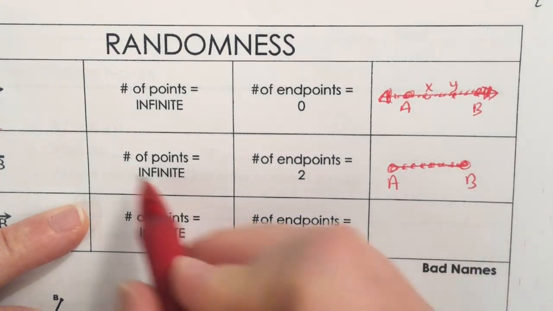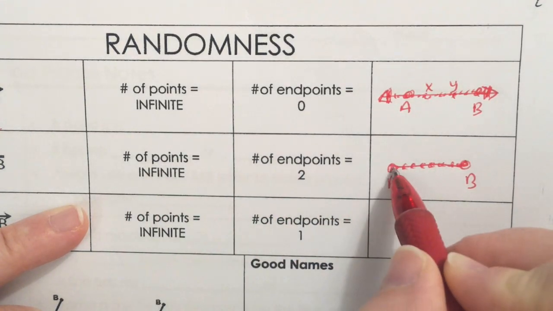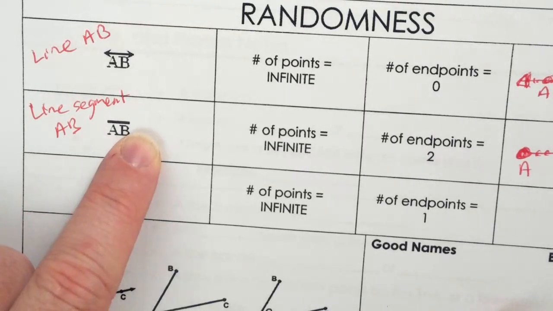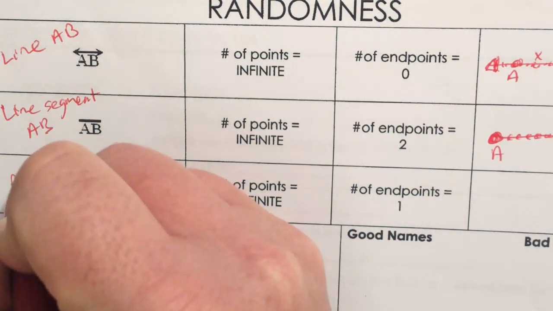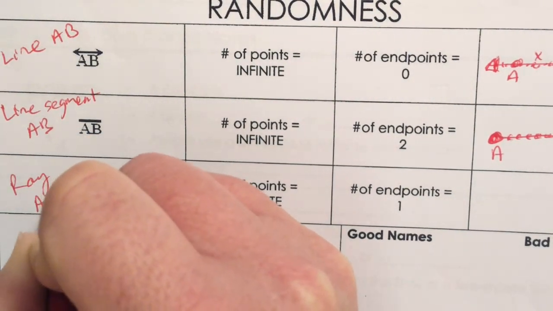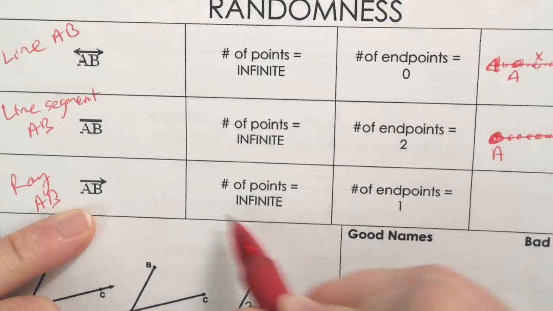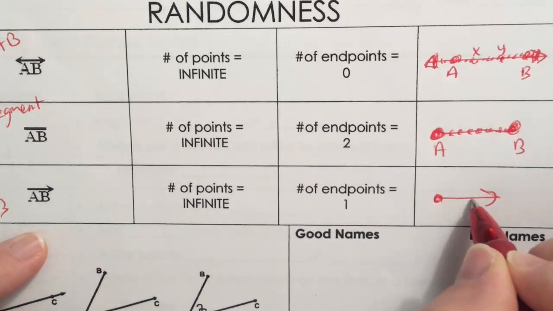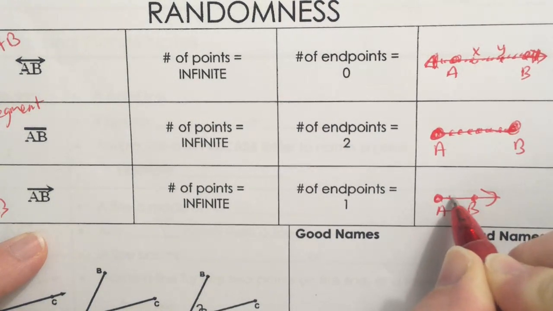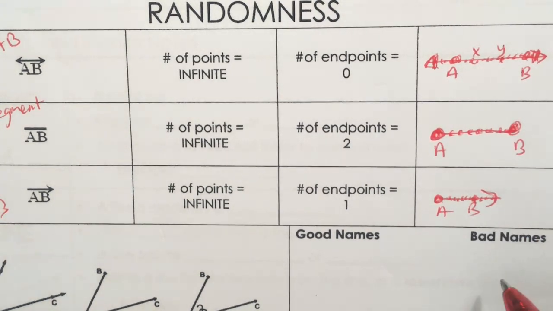Once again, there are an infinite amount of points, and there are two endpoints at A and B. Because there are no arrows, it started at A and ended at B. And finally, this right here is ray AB. So once again, we have an infinite amount of points because you start at A, you shoot through B, and you can put as many beads on that necklace as you want.